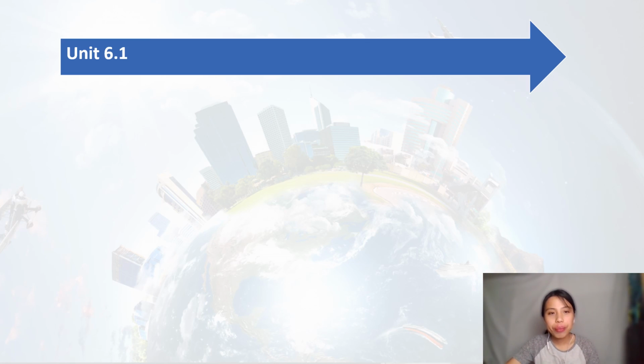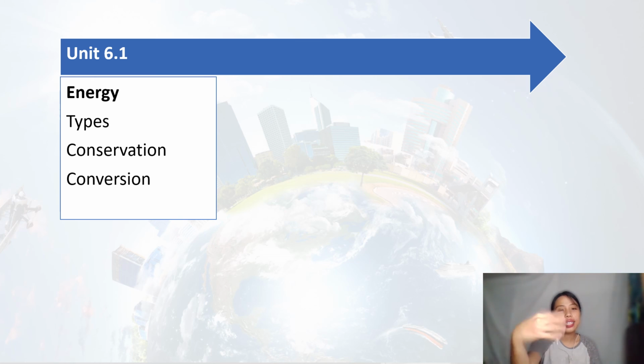So this is an overview of what to expect next. 6.1, we'll be looking at energy types and conversion. So in this unit, we have a very general idea of what types of energy there are, and what conservation and conversion mean. So conservation is that total energy cannot be lost. Conversion is that it's not lost, but it's transferred from one form to another.